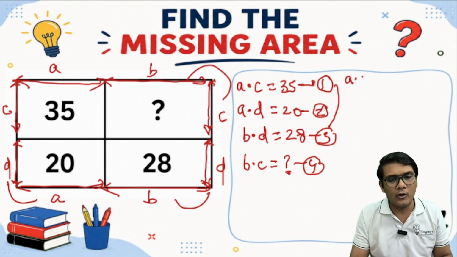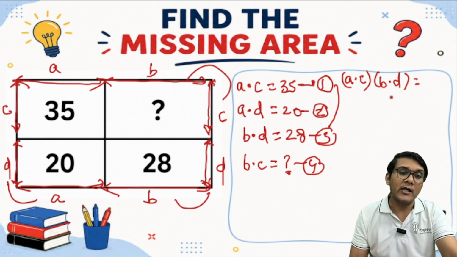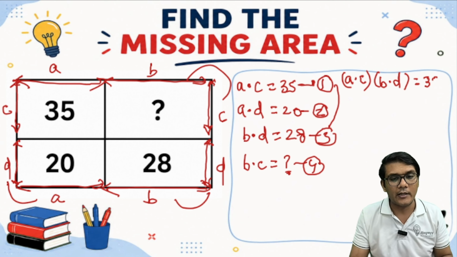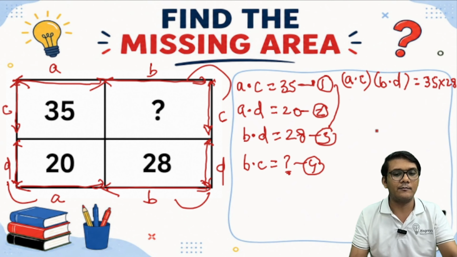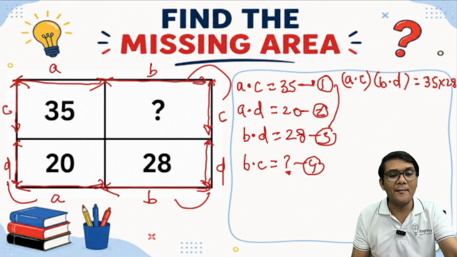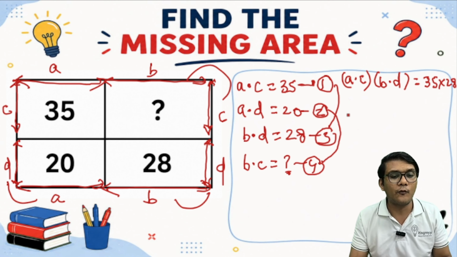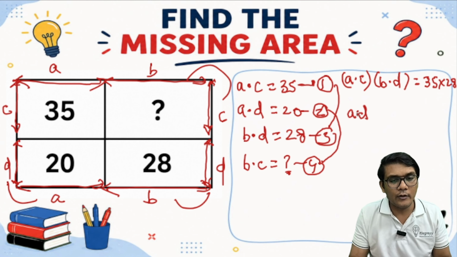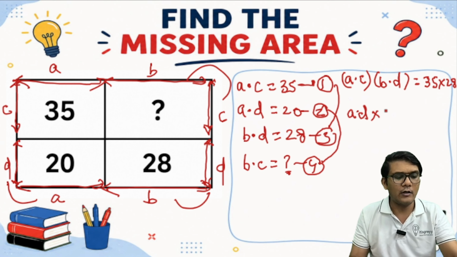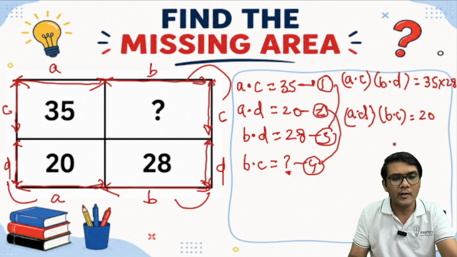Equation 1 says A into C. Now we multiply this with equation 3 that says B into D. This will give us 35 multiplied by 28. I hope this is clear. Now, in the same manner, let's multiply equation 2 with equation 4. Therefore, we will get A into D multiplied by B into C is equal to what? 20 into question mark. Let this question mark be equal to x. So we can say it is equal to 20x.